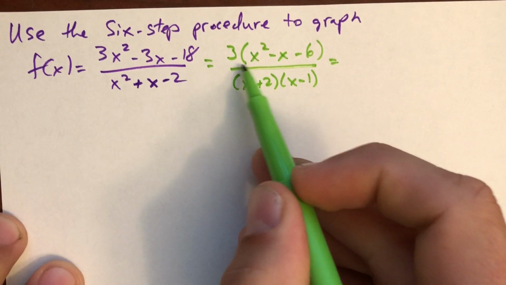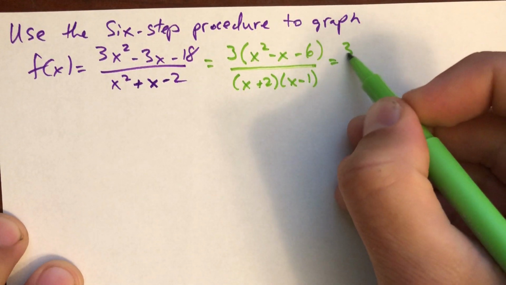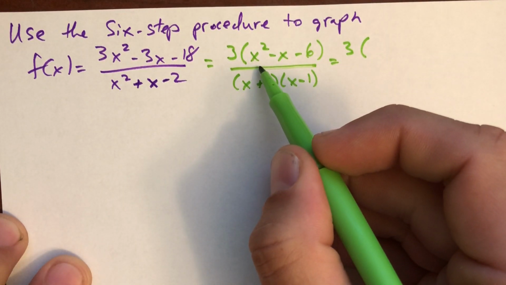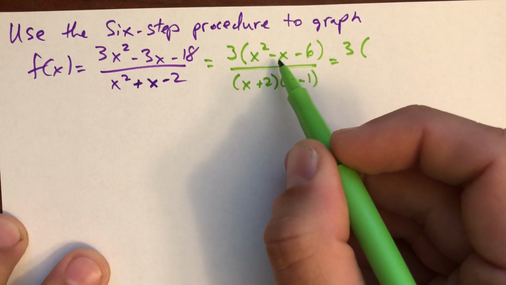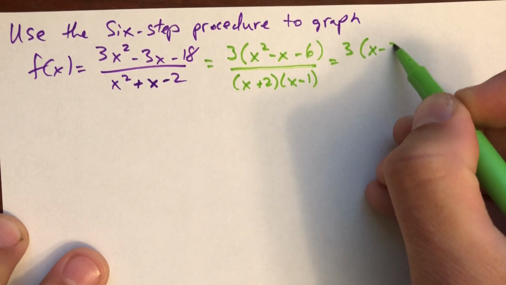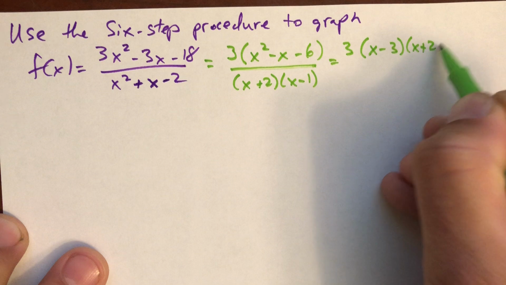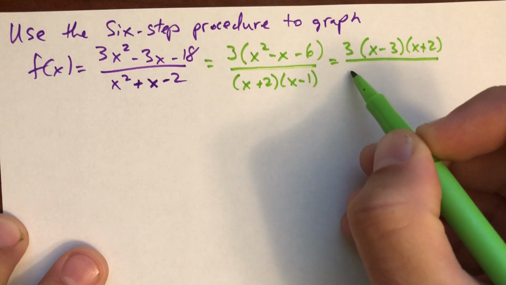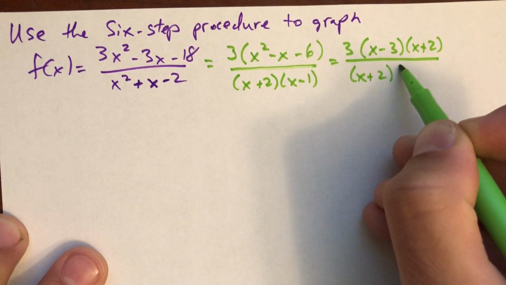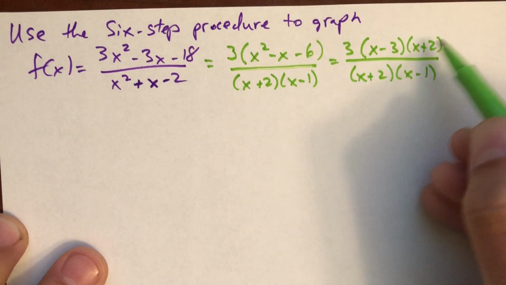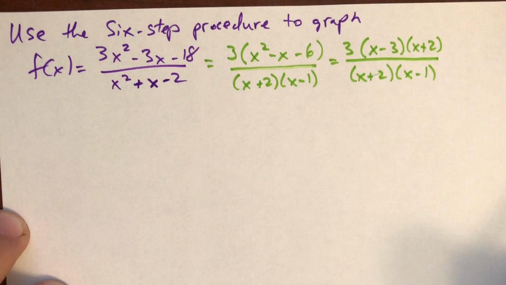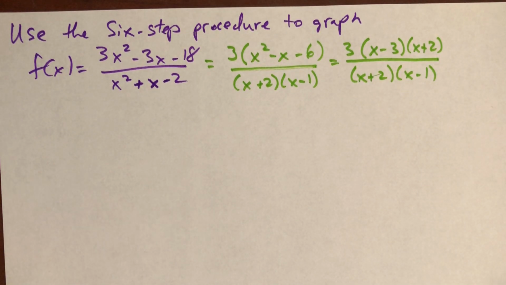Okay, and then we can further factor the numerator. So we got 3 times, what is this going to be? Negative 3, positive 2. Okay, so now since we've done this before, we can see into the future that these two are going to cancel out, but we're just going to leave those there for now. We just factor everything right away, and then we can start working on these tasks.